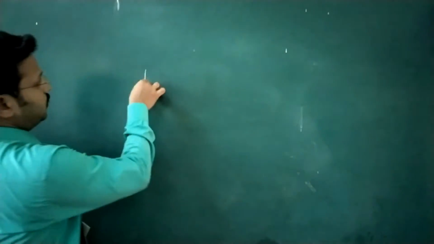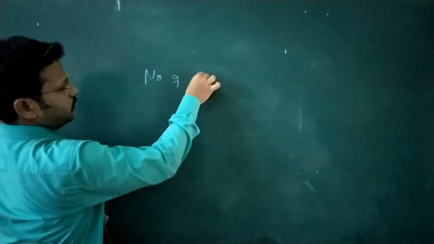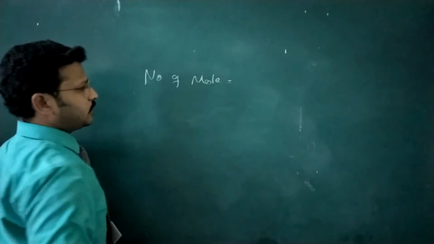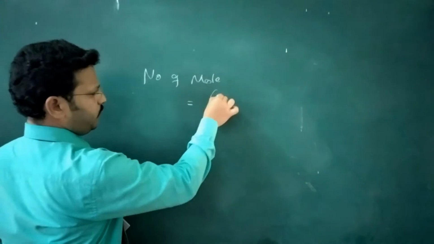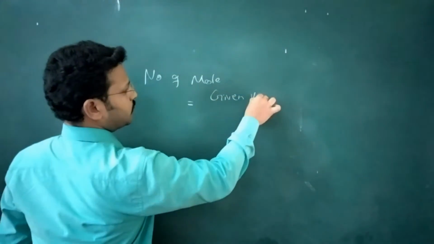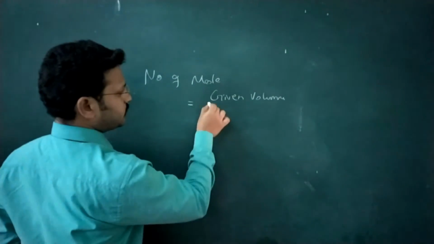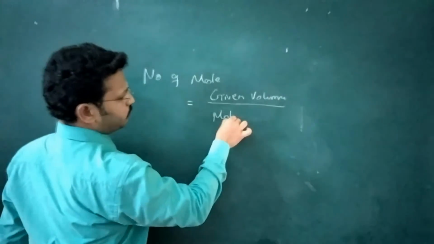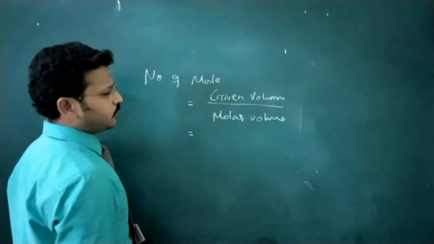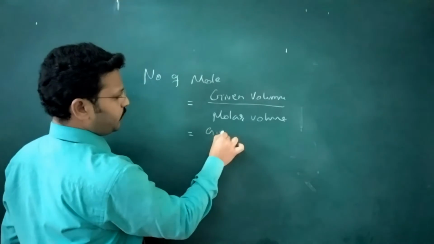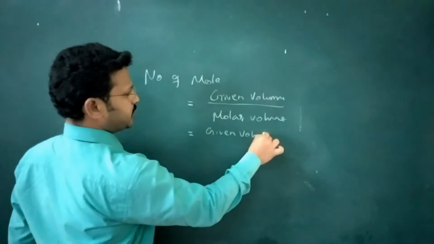And here we are going to discuss how to calculate the number of moles present in the given volume of the substance. So here I will explore the formula. Number of moles with respect to volume is the given volume of the substance divided by the molar volume. One molar volume is nothing but 22.4 liters.